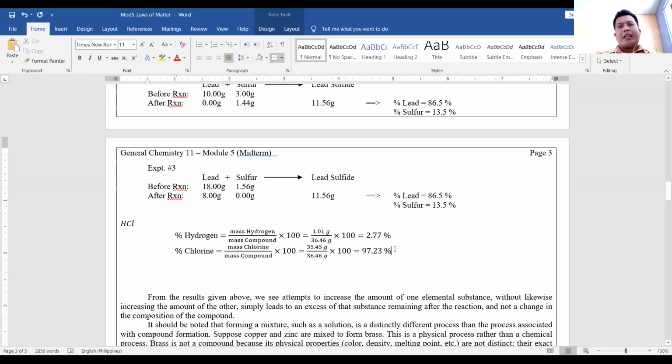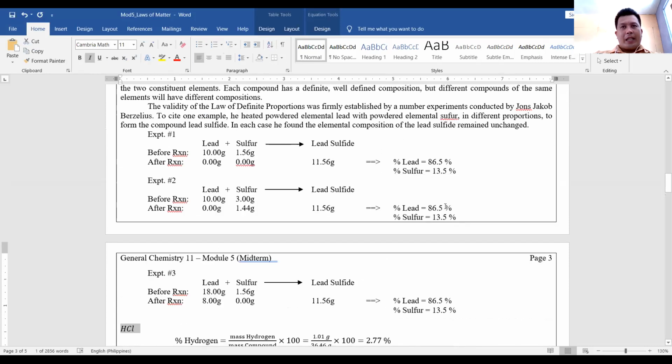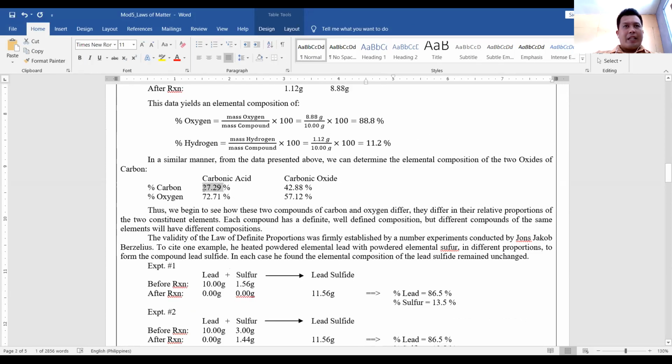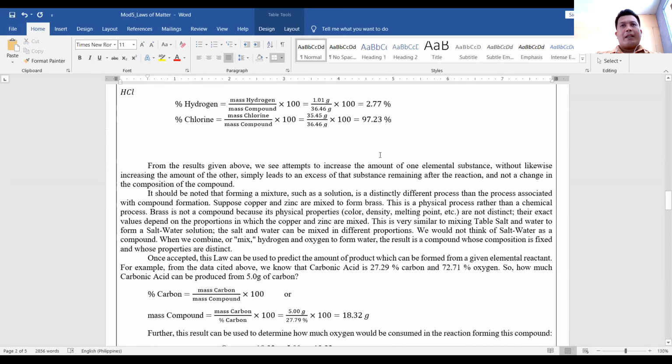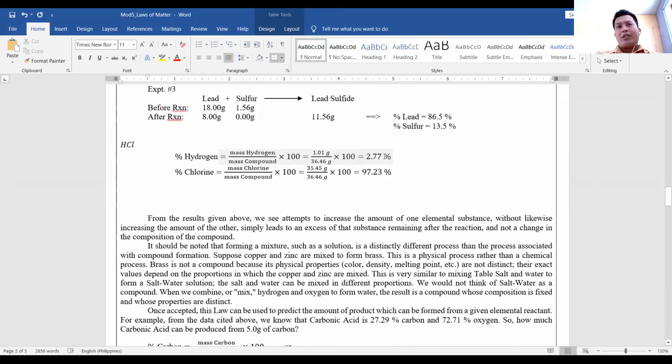Okay, so notice, class, that if you add 97.23 and 2.77, it will equate to 100%, the total mass of the compound. Similarly, if you add 86.5 and 13.7, that's also 100. If you add 27 and 72, that is 100. 42 and 57, that is 100. And so on with 88 and 11.2, that is 100%. Similarly to this one, it will also equate to 100%. So you'll know that your percentage composition is wrong if, by the time you add all the percent values, it gives you 99.7%.